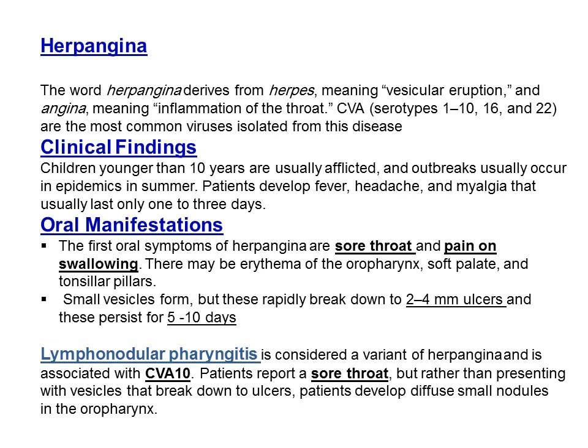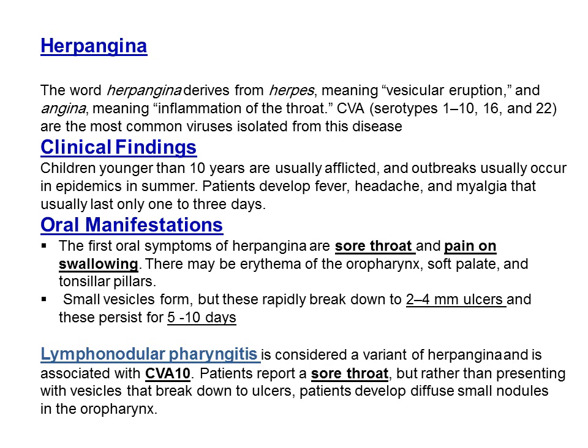Oral manifestation: the first oral symptom of herpangina, sore throat, pain on swallowing. There may be erythema of the oropharynx, soft palate, and tonsillar pillar. Later on, small vesicles form, rapidly break to form an ulcer, which is 2 to 4 millimeter in diameter. These persist for 5 to 10 days.